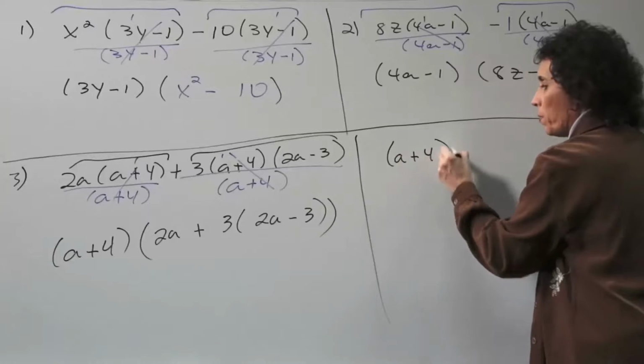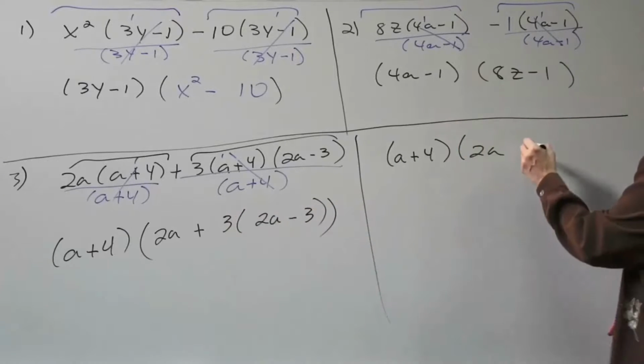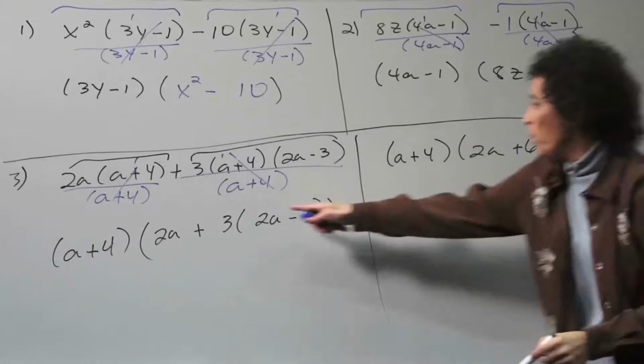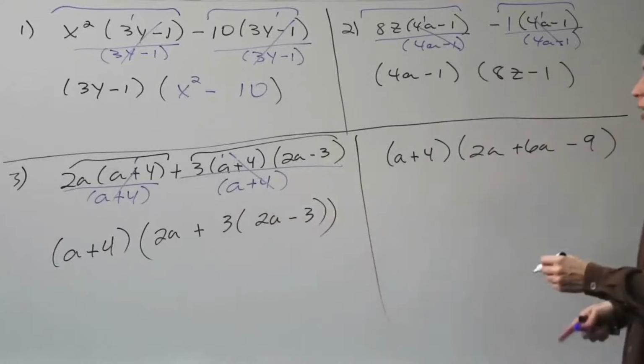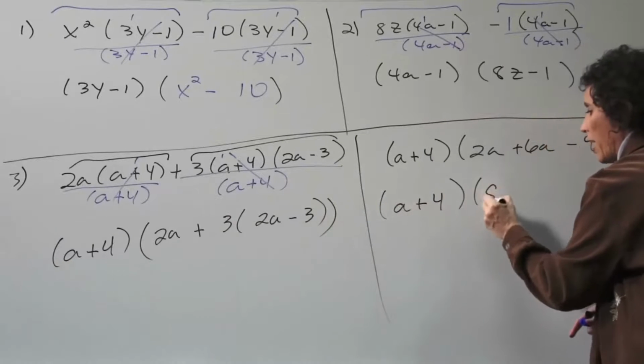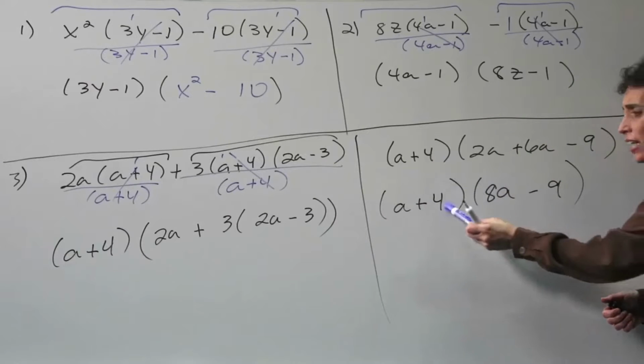A plus 4, 2a. Now I'm going to distribute that positive 3. Positive 6a minus 9. Positive 6a minus 9. Combine here. It's still not done. The question that never ends: 8a minus 9. Now, I have to tell you, you must go back into these parentheses.